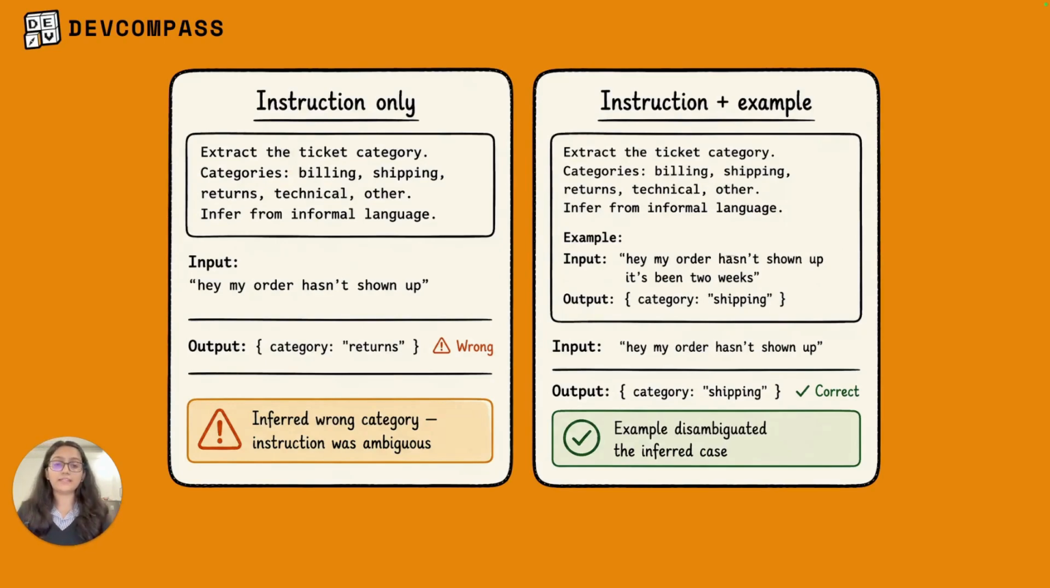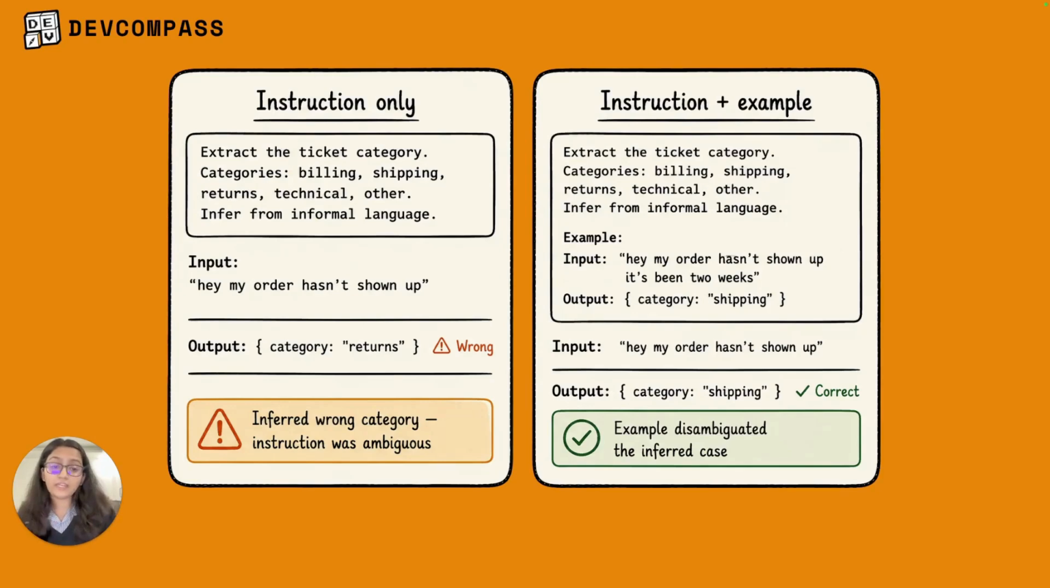But if you look at the right side, instruction plus one example: same instruction and then an example. Input, hey, my order hasn't shown up, it's been 2 weeks. Output, category: shipping. Now look at the result. If the input is, hey, my order hasn't shown up, the output is category shipping, which is correct. The example showed Claude what infer from informal language about any delivery timing means in practice.